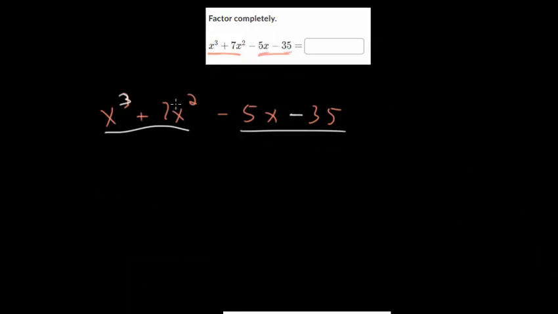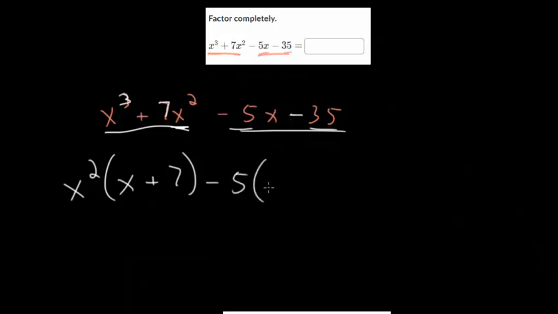So x cubed and 7x squared, they don't share any numbers in common, but they do share x's in common. And this has 2 and this has 3, so the lowest amount that we can pull out is 2 of them. So we have x squared, and then what we're left with, we pulled out 2 of the x's, so we have 1 left, and we pulled out the 2 x's here, and so we only have the 7 left. And then of course here, notice that they're each negative, and they're each divisible by 5, so let's pull out a minus 5. And here we're left with an x, and then minus 5 goes into negative 35, positive 7 times.